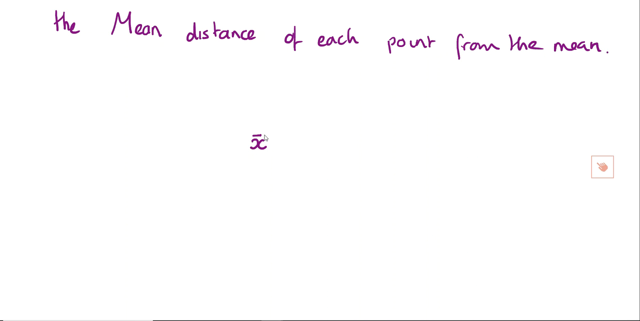This is the mean of all the x values. So bear in mind we have no y values. This is the x mean, the mean value of all my points. So what did Daphne start us off by saying? We need to subtract all the points.